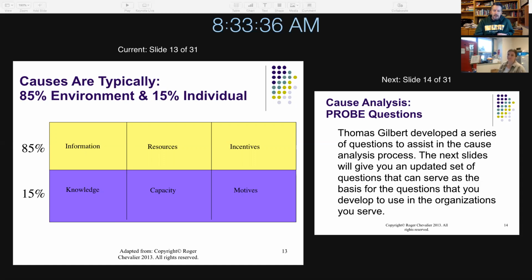And a lot of times we can fix that problem in the environment without even sending Johnny to a psychologist to find out if he has the capacity or the motives to do the homework or the chores, or getting him a tutor to find out if he has the right knowledge to do these things.